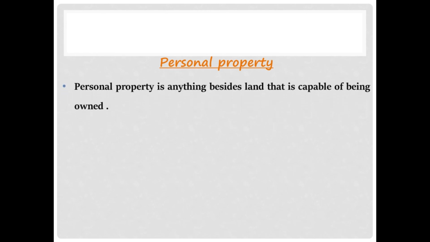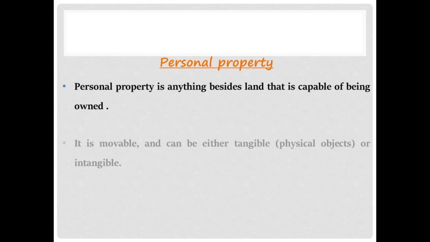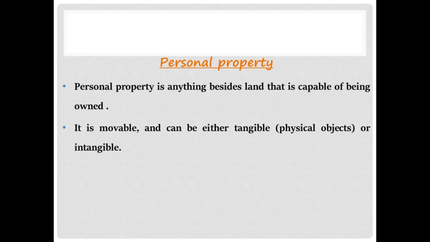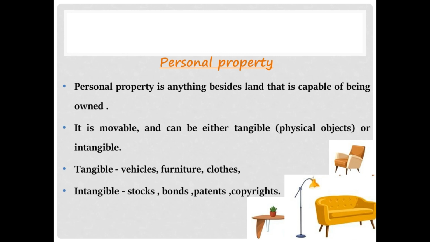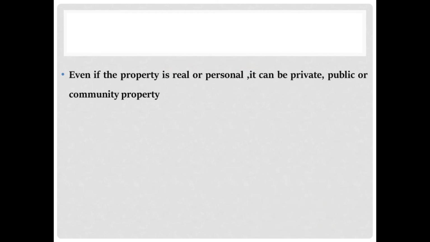Then we have personal property. Personal property is anything besides land that is capable of being owned. It is movable and can be either tangible or intangible, tangible being physical objects. So tangibles are vehicles, furniture, and clothes. Those are our examples. And the intangibles are stocks, bonds, patents, and copyrights. We should note that even if the property is real or personal, it can be private, public, or community property. That is, it can be owned by an individual or the public in general, like roads and street lights.